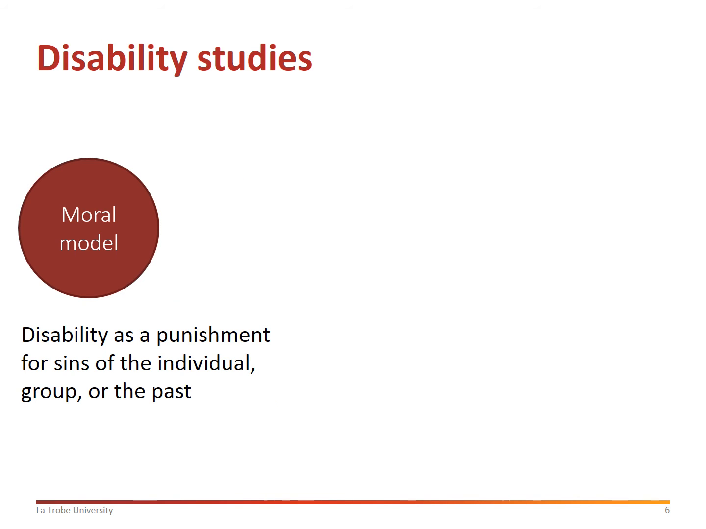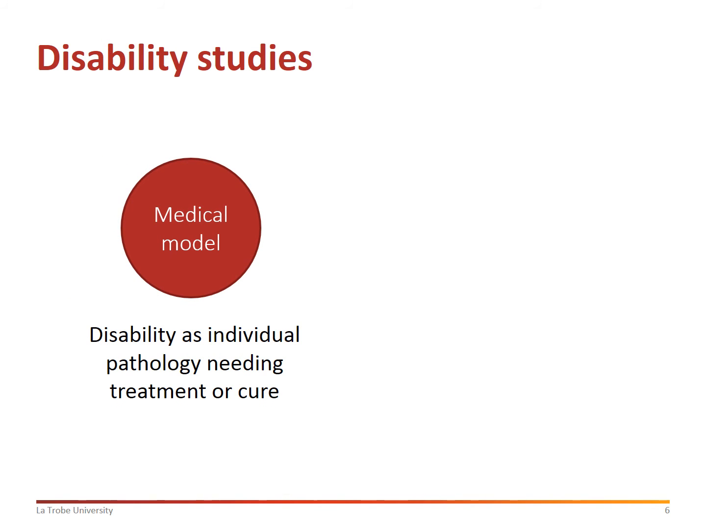Next, the medical model. In this model, disability is seen as an individual pathology needing treatment or cure. In this model, there is a strong emphasis placed on the need to fix a person with an impairment, to make them appear more like others. Interventions tend to be invasive and focused on the concept of normality as a goal.